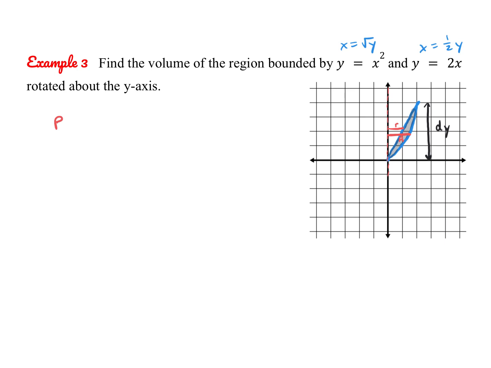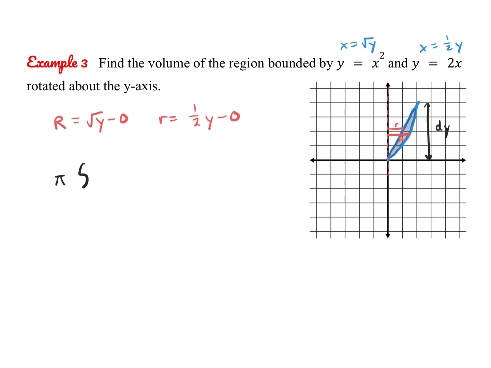So let's define our radii. Our large radius, again, it's always right minus left to make sure our radii are always positive. It's going to be this function, our quadratic, to the y-axis. So it's square root of y minus 0. And our small radius is the distance from the linear to my y-axis. So 1/2 y minus 0. And now I'm ready to set up my integral.